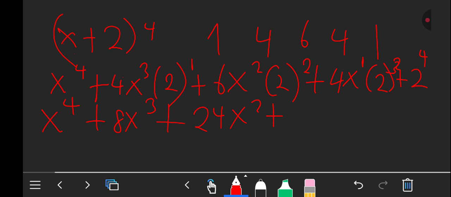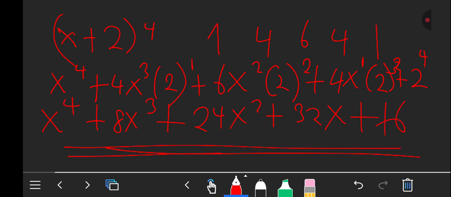8, then 8 times 4, that should give 32, then x to the power 1, just x there, then plus 2 to the power 4, that is 16. So this is how you get to expand using binomial expansion.